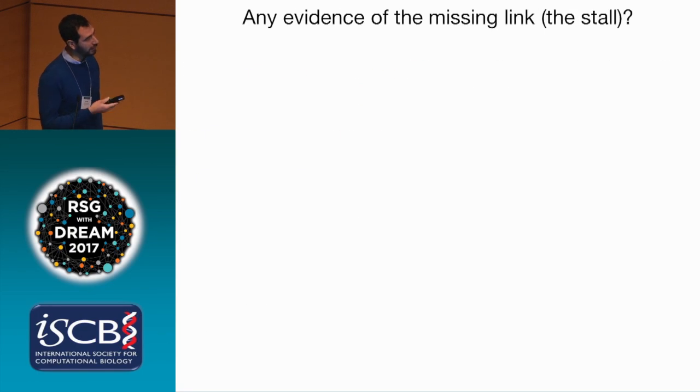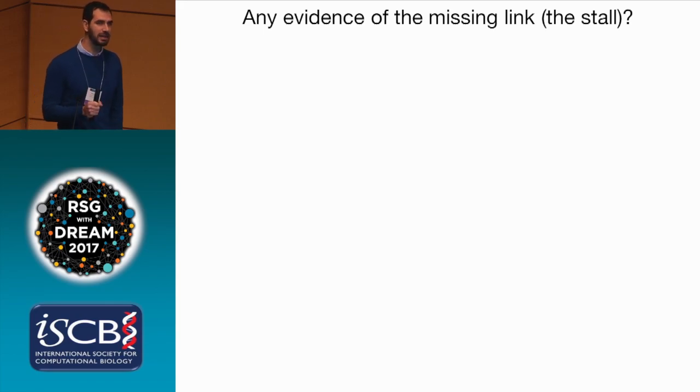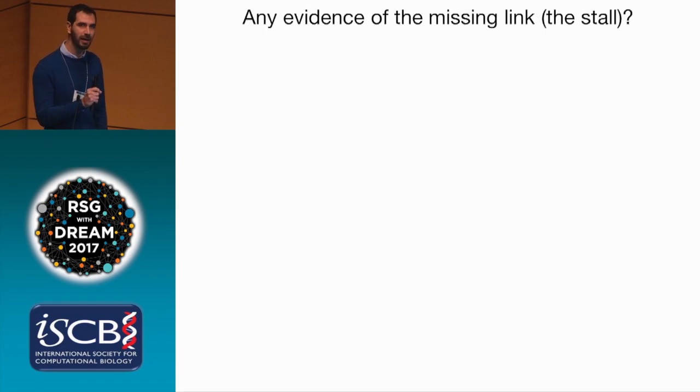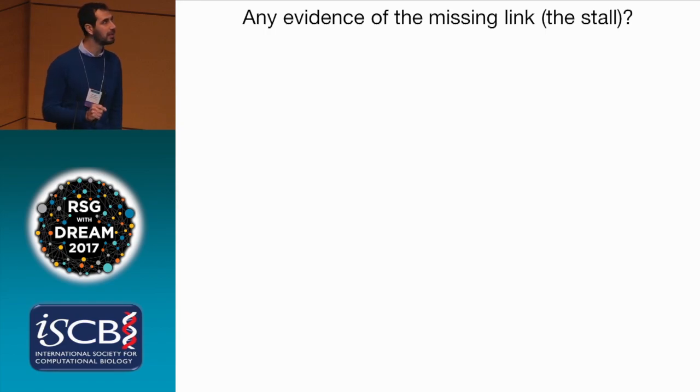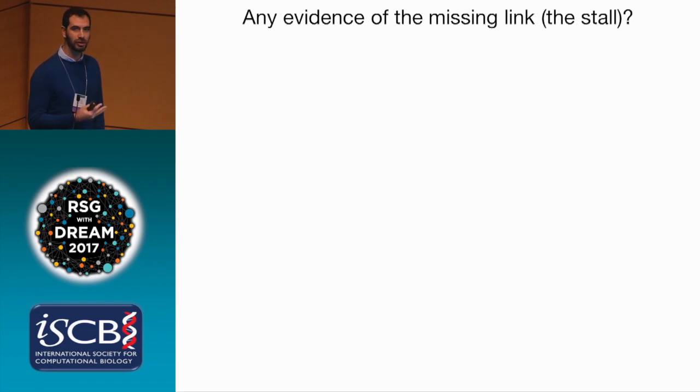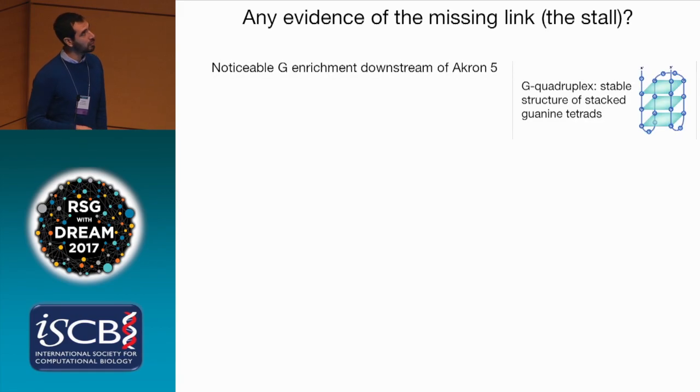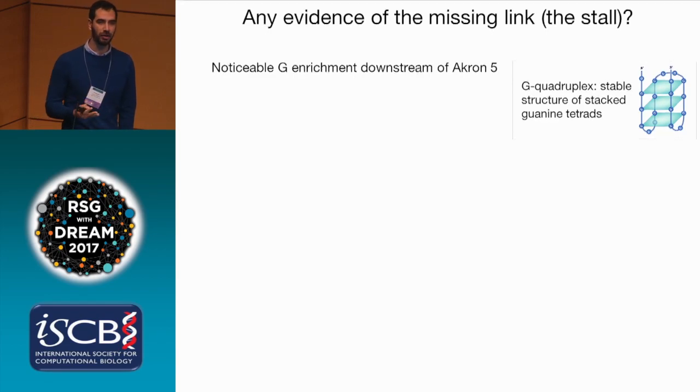Now, we've seen that everything fits until now, but there is also a very critical missing link here, which is the first assumption of our model, which is the stall. So we tried to mine our data and find any evidence for that stall, so we could get a better insight about what happens in the process. What we notice is that there is a small but noticeable G enrichment immediately downstream of where we see Acron 5 cuts. And we hypothesized that maybe G quadruplexes, which are stable structures of stacked Guanine tetrads, might play a role in the process.